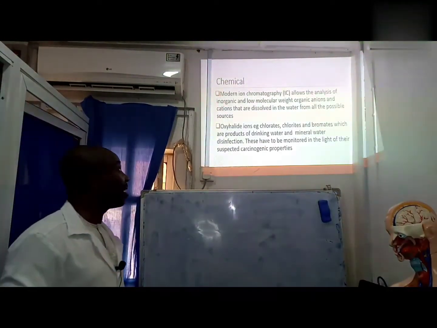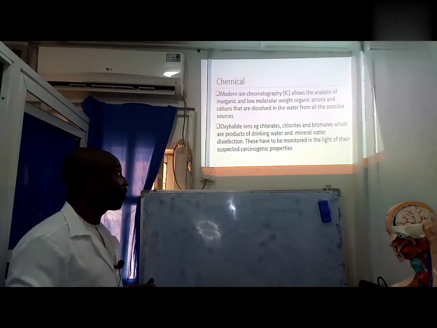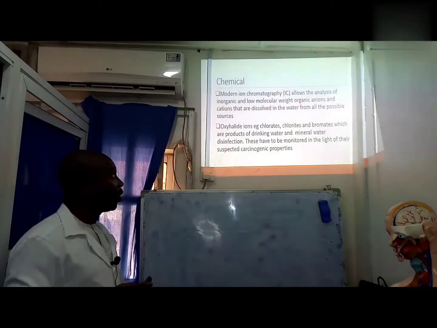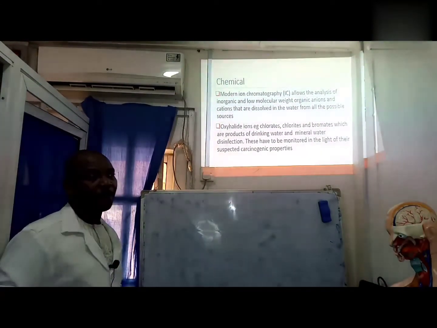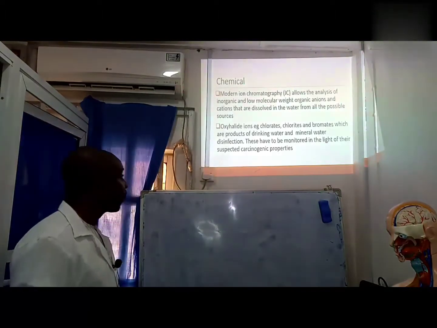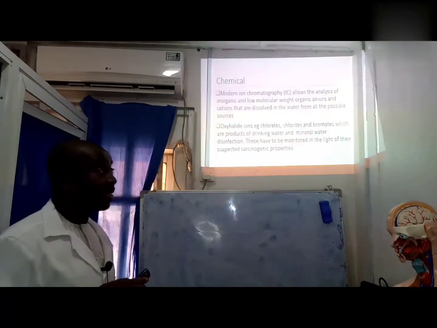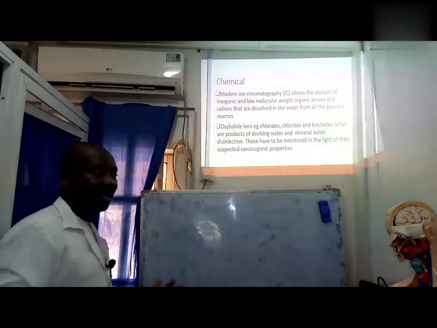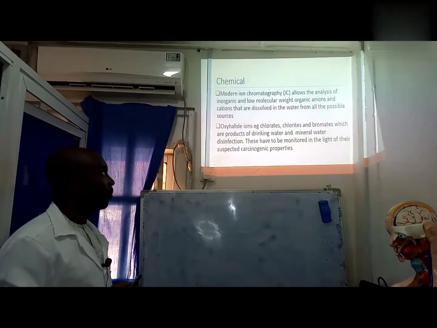So we go to chemical analysis. In chemical, we use modern ion chromatography to analyze for inorganic and low molecular weight organic anions and cations that are dissolved in water. So with all the numerous pollutants that we talked about earlier, we found out that modern ion chromatography, IC, has given us stress-free analysis in water analysis. And so we need to have one in place.